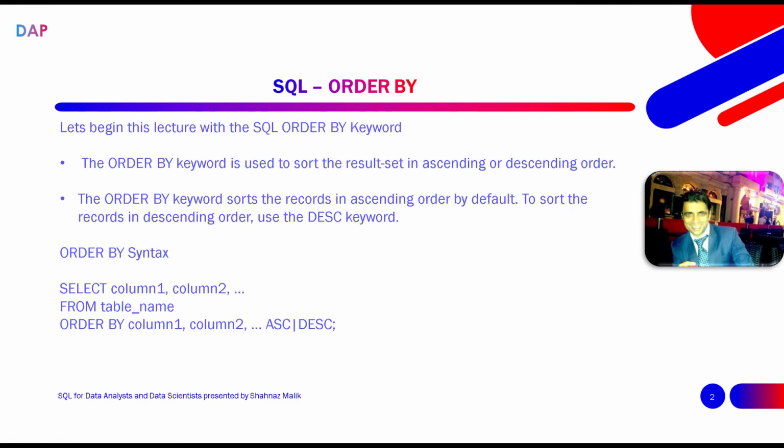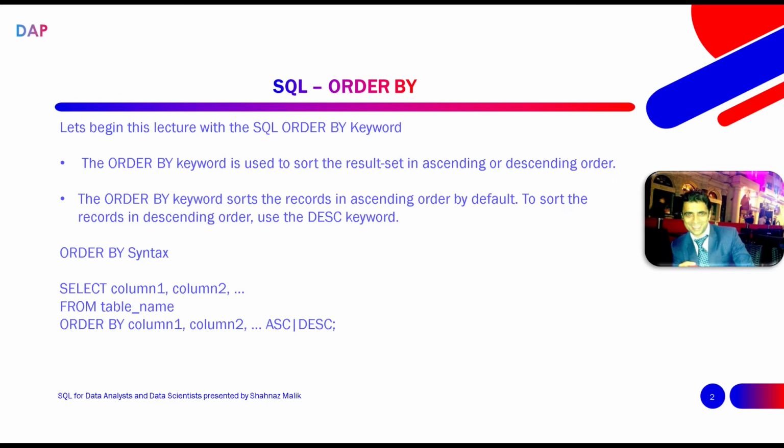First, what you have to remember is the ORDER BY keyword is used to sort the result set in ascending or descending order. The ORDER BY keyword sorts the records in ascending order by default. So if you don't mention the ascending keyword in your query, it's still going to do it by default. But to sort the records in descending order, we have to use the DESC keyword.